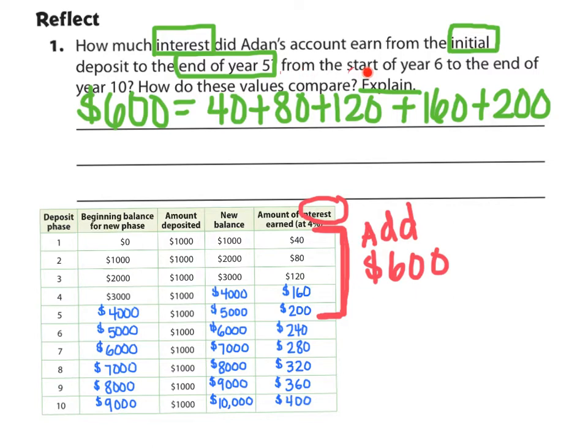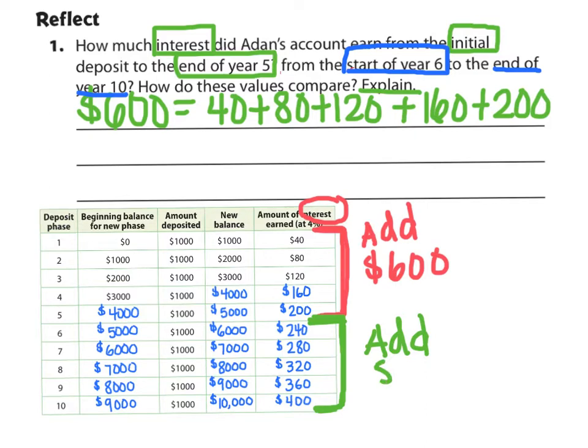From the start of year 6 to the end of year 10. Okay, these are going to be the important parts. Starting at year 6, and I want to go to the end of year 10. So if we focus on just that part of the table, here's the beginning of year 6 all the way down to year 10. I would now need to add these 5 numbers together. When you add those together, you should get 1,600.